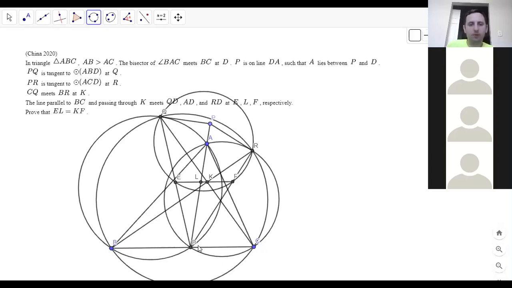I wonder if we can also do it using Desargues. Let me think about how we might do that using Desargues' theorem. So if we let... Yeah, that might be a little tricky using Desargues' theorem, but you think maybe Ceva we can do it with that? Yes, I think that Ceva can help here.